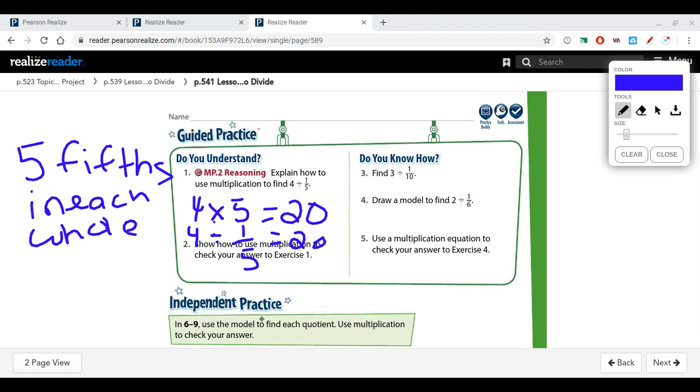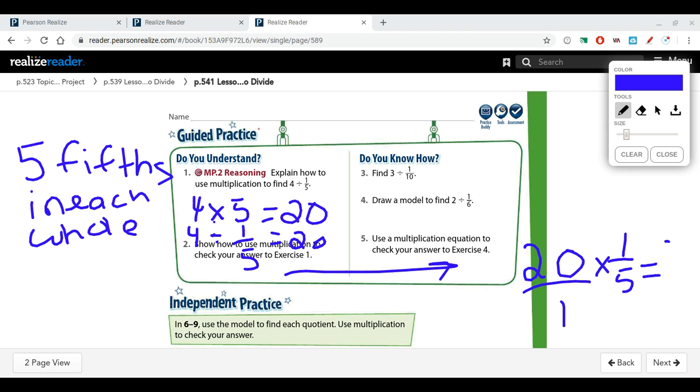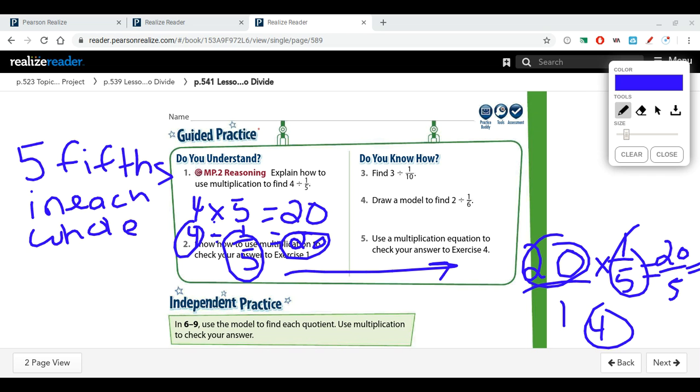Okay, next problem, we look at number 2. It says, show how to use multiplication to check your answer in exercise 1. So if I rewrote this as a multiplication problem, I'm going to bring it over here. It would be 20 pieces, so I had 20 as my answer, times 1/5. When we do 20 over 1 times 1/5, I end up with 20/5, which equals 4. So I had 4, 1/5, and 20 here. So my answer checks out.